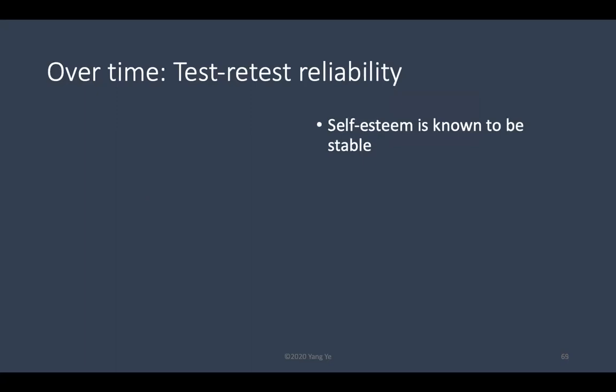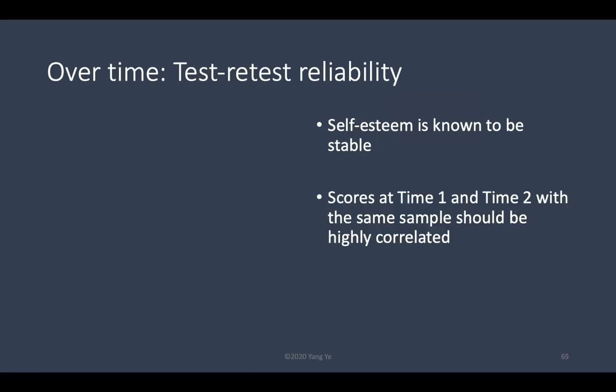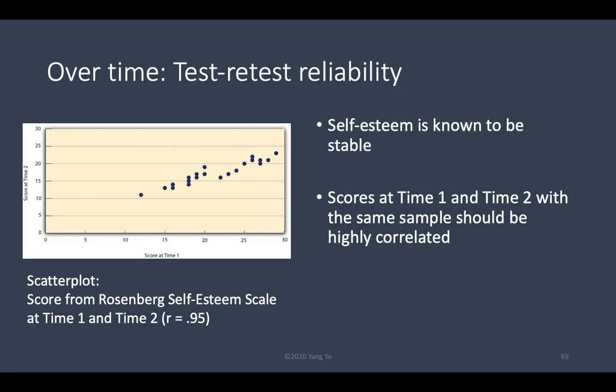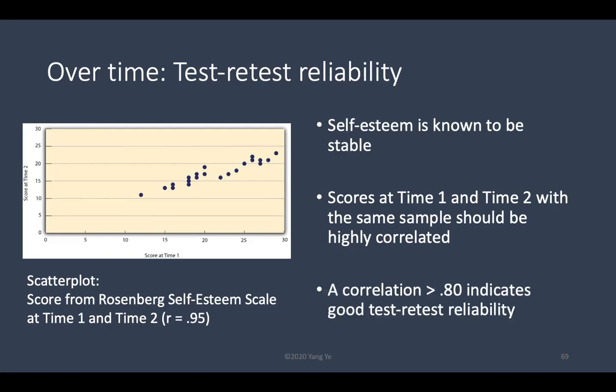So for example, test-retest reliability. We know that the self-esteem of persons is known to be quite stable over time. So the scores at time one and time two with the same sample suggest that the construct you are assessing is unchanged, right? So you have the same sample, and if you do a scatter plot, or just a simple correlation, you can have a correlation of the time one and time two scores on the same sample. If it's high, then it has a high test-retest reliability. Okay? So a rule of thumb is that you should have a correlation larger than 0.80 to indicate good test-retest reliability.